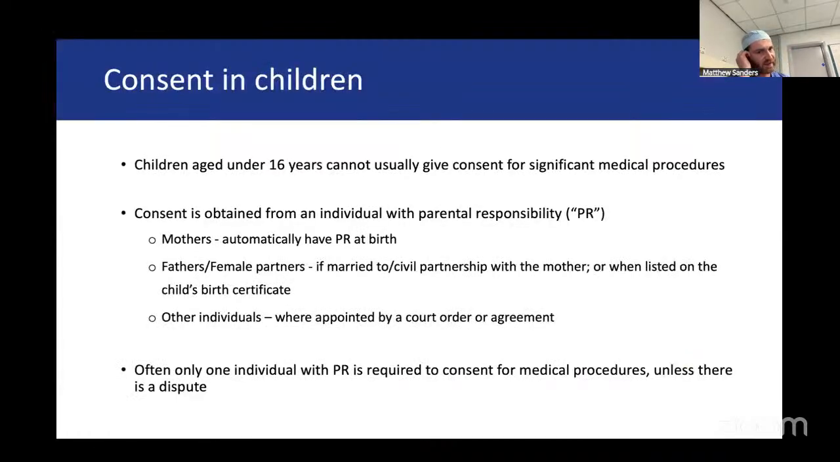Children are slightly different. So in the UK, children aged under 16 usually cannot give consent for a significant medical procedure. And therefore, we often defer to an individual that has parental responsibility, or PR. In the UK, a child's mother automatically has parental responsibility at birth. The father of the child, or a female partner, also has automatic parental responsibility, but only if they are married or in a civil partnership with the mother at the time of the child's birth. Fathers who are not can gain parental responsibility when they are listed on the child's birth certificate.